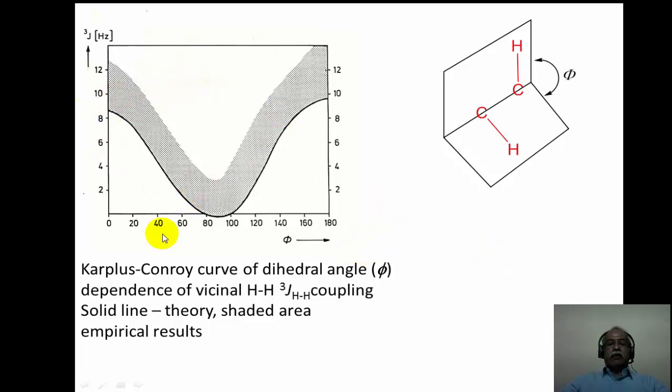This curve you are already familiar with. This is called the Karplus-Conroy curve for the dihedral angle dependence of the vicinal coupling constant, which is a 3-bond coupling. The vicinal 3-bond coupling is what is pictorially shown here, and this corresponds to the dihedral angle that we are referring to in the figure, where the dihedral angle is plotted against the J value.